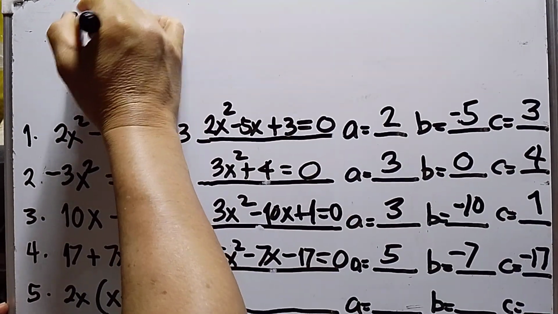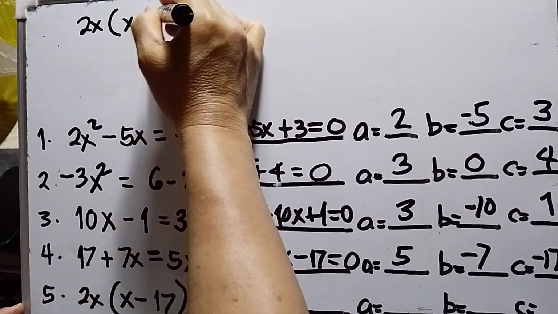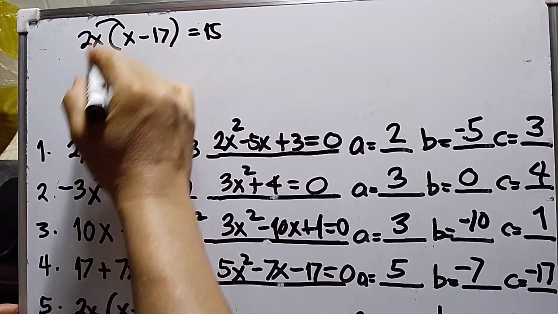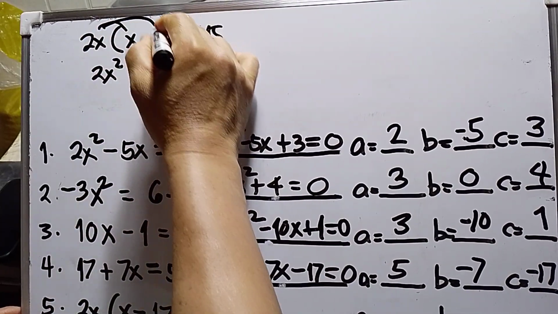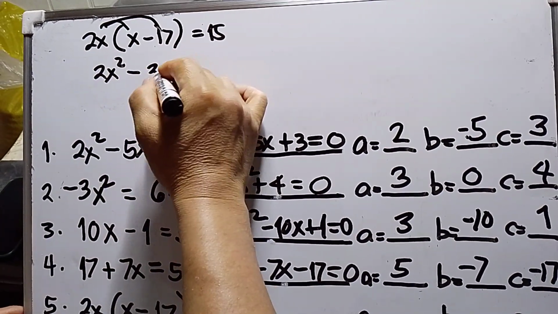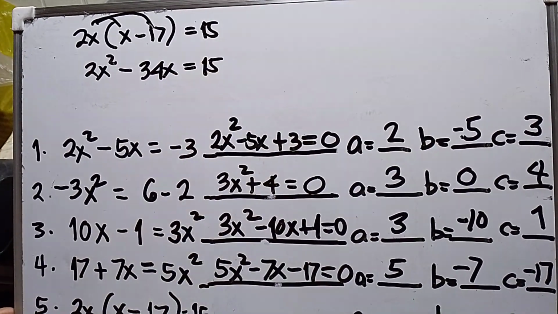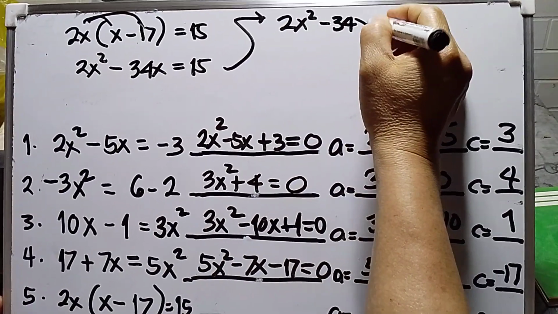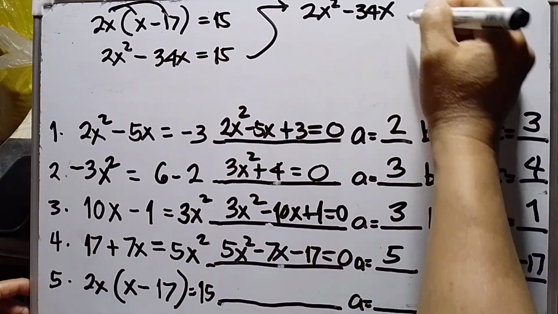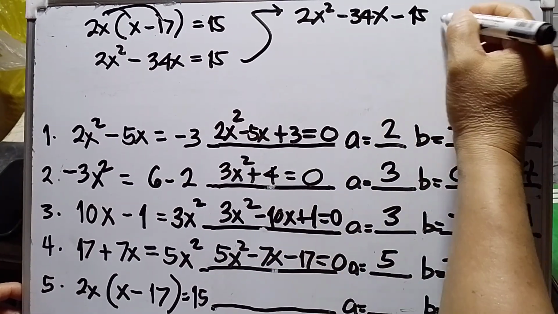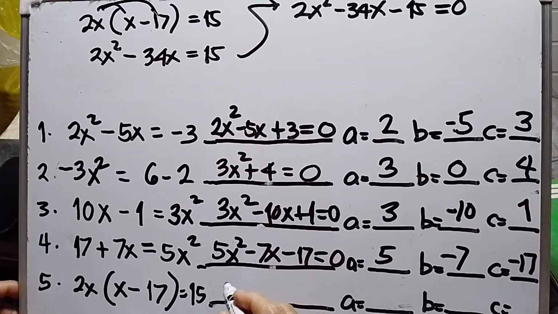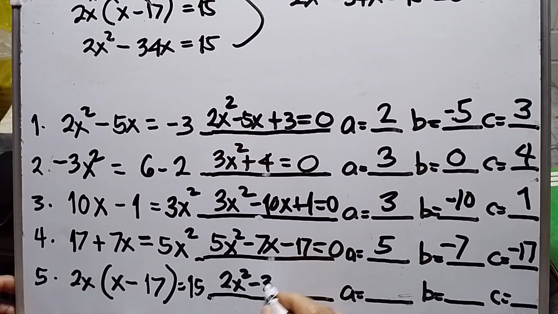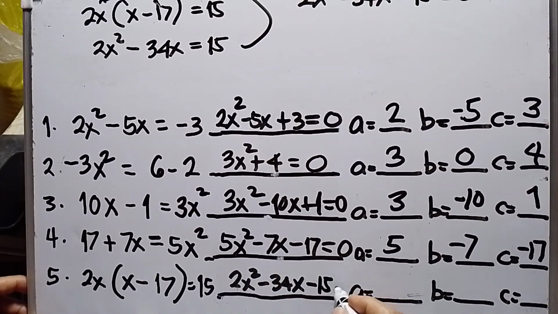So I have here 2x, in round brackets, x minus 17 is equal to 15. So I need to distribute. So this will be 2x squared minus 34x is equal to 15. So this will be 2x squared minus 34x. This 15 will transpose to the left side. So this will be negative 15 and then equate to 0. So for number 5, my quadratic equation is 2x squared minus 34x minus 15 is equal to 0.